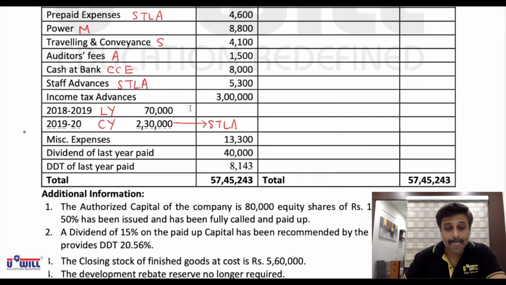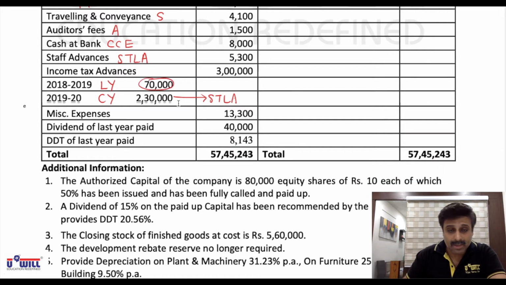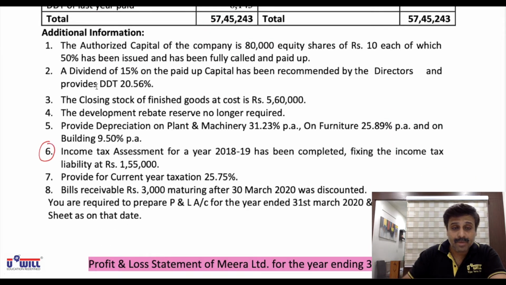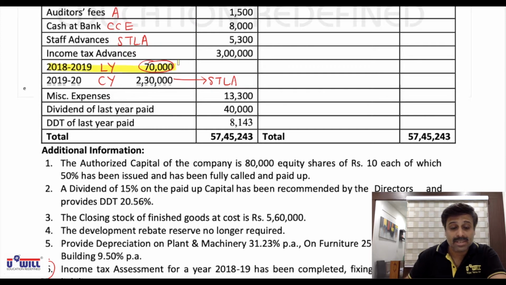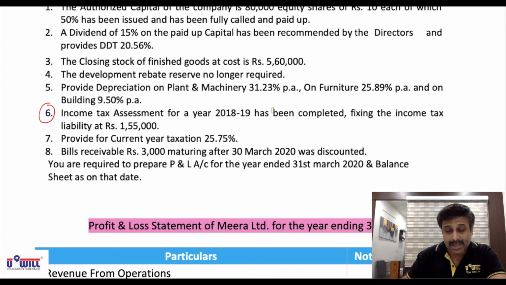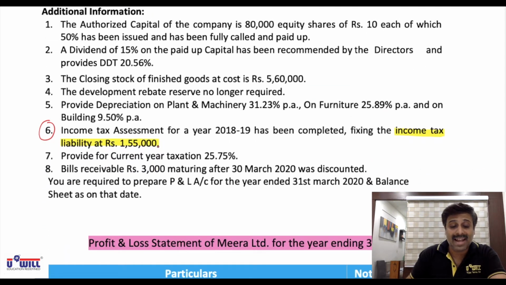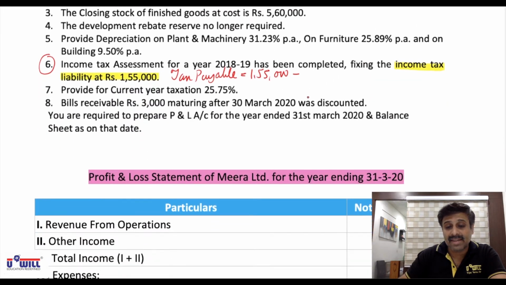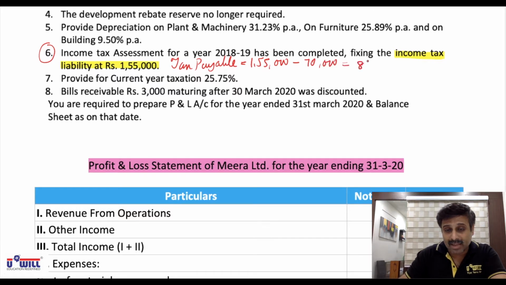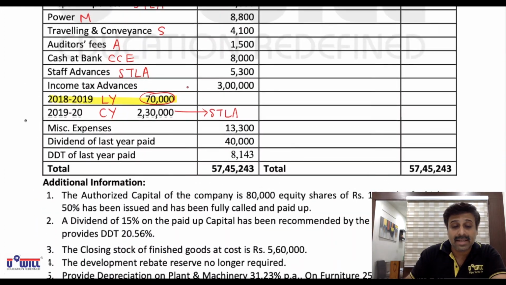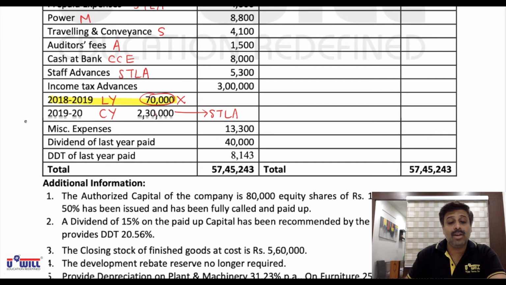Here 70,000 is last year's advance tax, and look at adjustment 6. Okay, we compare these two. Advance tax is 70,000 and income tax assessment for year 1819 has been completed, fixing the income tax liability at 1,55,000. Now last year we paid advance tax of 70,000 and tax liability has come to 1,55,000. So tax payable of difference amount, 1,55,000 is our liability, minus last year we already paid 70,000 in advance. Difference amount 85,000 will come as tax payable in other current liabilities. 70,000 is not to be recorded. Okay, no effect for 70,000.